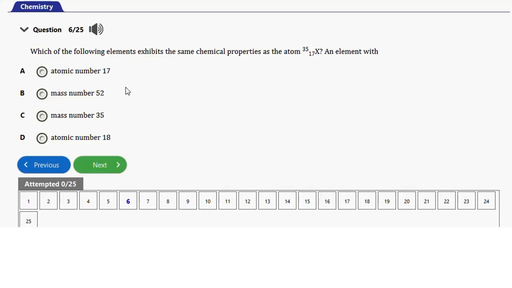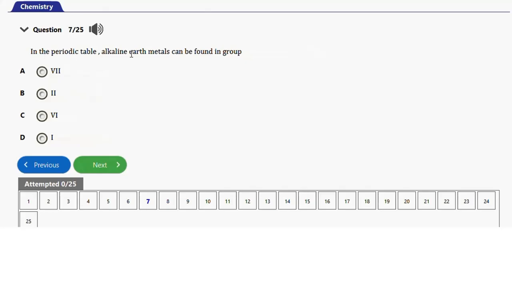So the next question will be this one. It says in the periodic table, alkaline earth metals can be found in group 2, option B. Next question will be this one.